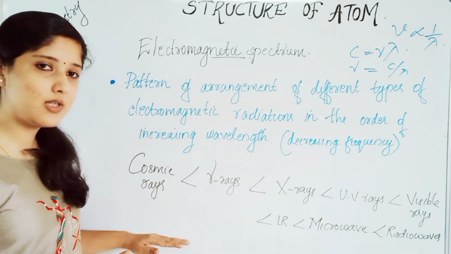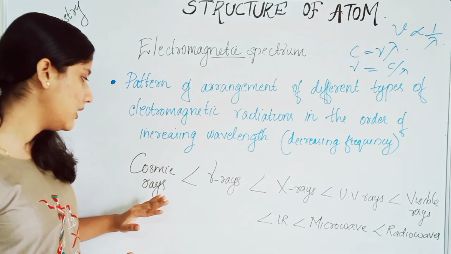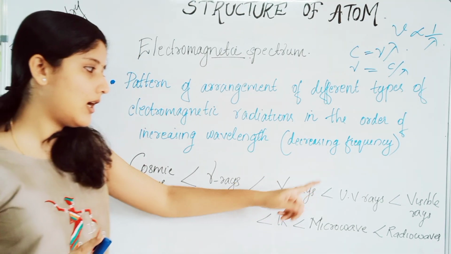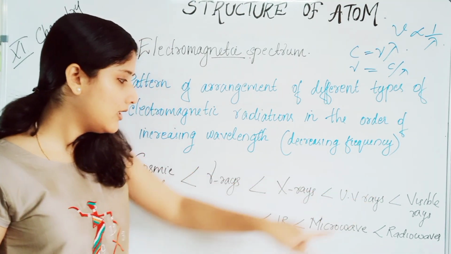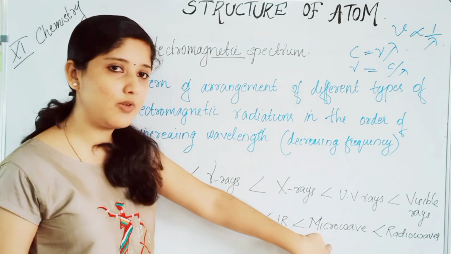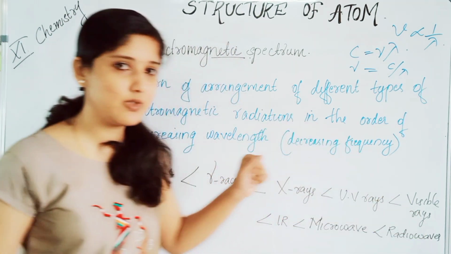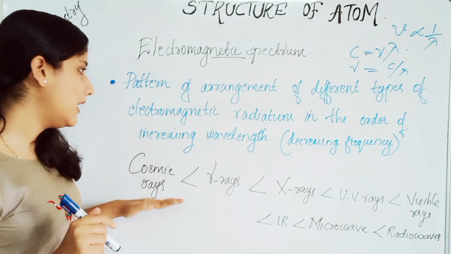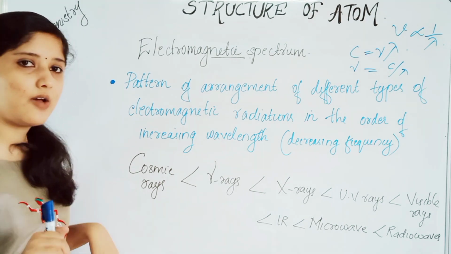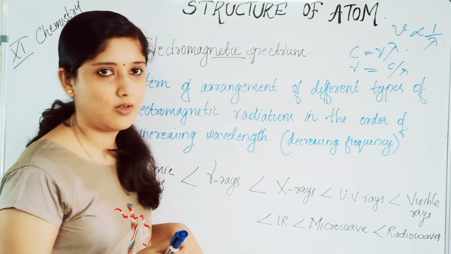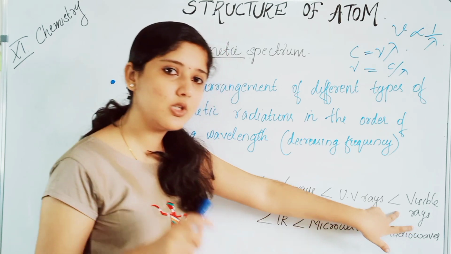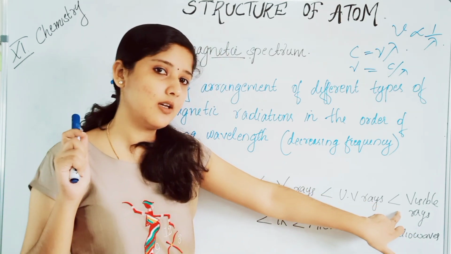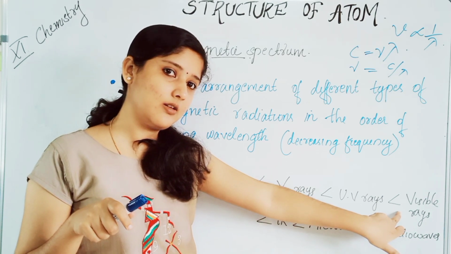The lowest wavelength is what? Cosmic rays. Then comes gamma rays, X-rays, UV, ultraviolet, visible rays, then IR rays, microwave region, and also the radio waves. This is the order of increasing wavelength or what? Decreasing frequencies. That is, cosmic rays have the highest frequency. In the visible region, it goes in the order VIBGYOR, we studied. Red has the highest wavelength and violet has what?